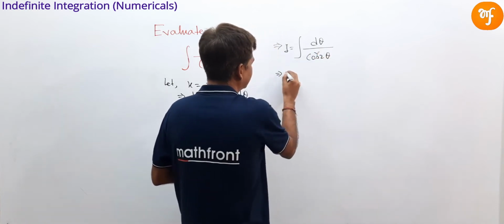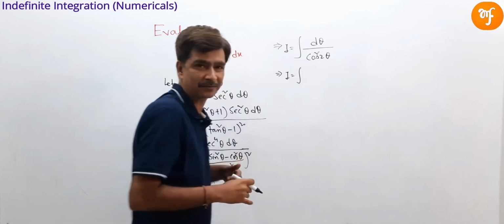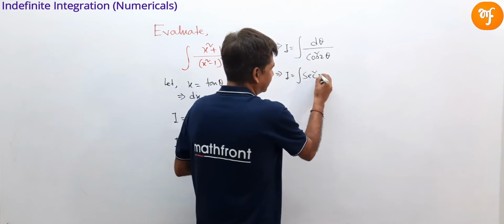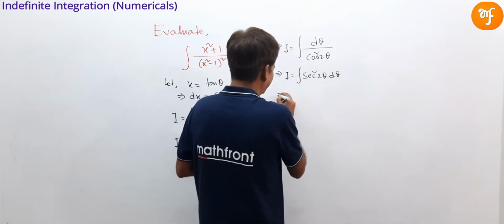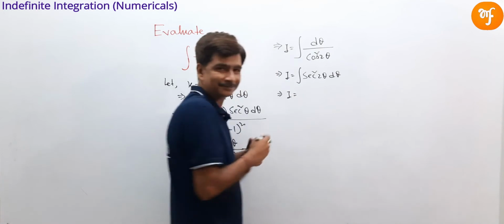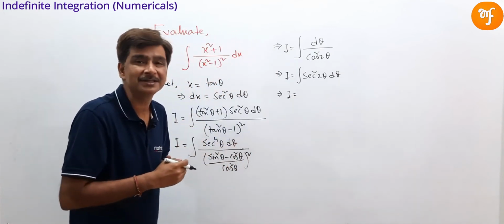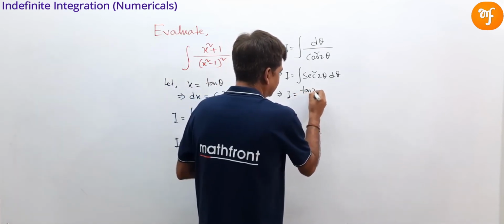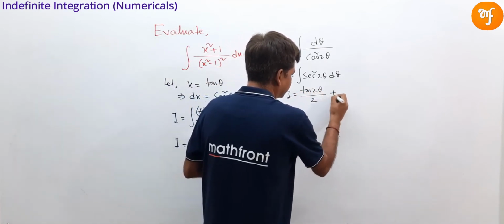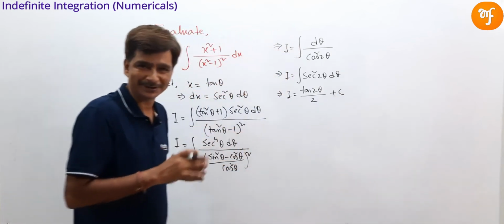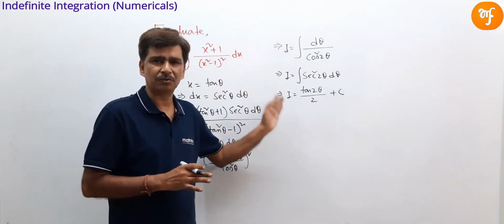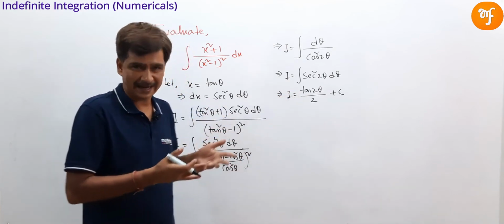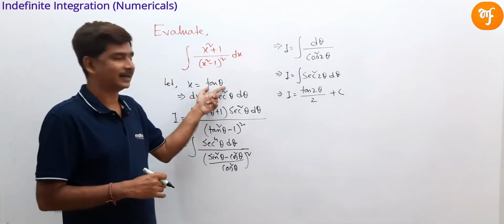So I can be written as integration of sec square 2 theta d theta. Now it is easily integrable. We know integration of sec square 2 theta is tan 2 theta divided by 2, so this is tan 2 theta divided by 2 plus c, where c is the integration constant. Now this is the integration. To get the final result, we have to transform this tan 2 theta into a function of x. For this we already have tan theta is equal to x.